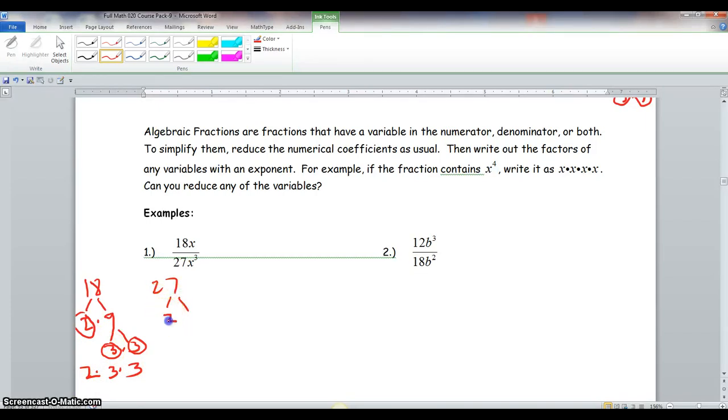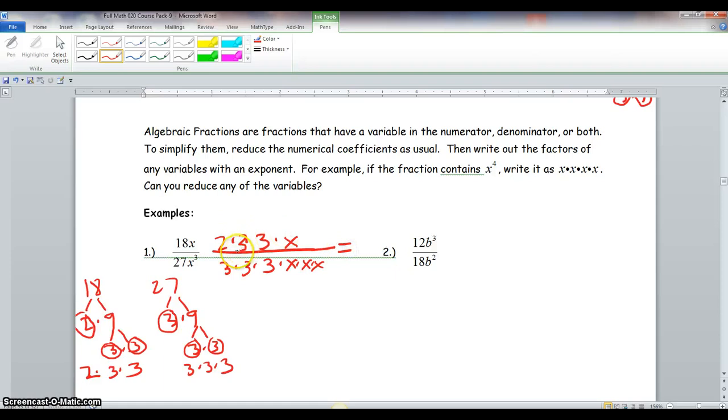Now the prime factorization of 27. We add 3 times 9, 3 is prime, 9 is not, and 9 breaks down to 3 times 3. So for 27, we add 3 times 3 times 3. Now, we're going to do this. 18 is 2 times 3 times 3, and we bring over our x. Now 27 is 3 times 3 times 3, and we add x to the 3rd power here, so we'll write out x times x times x.